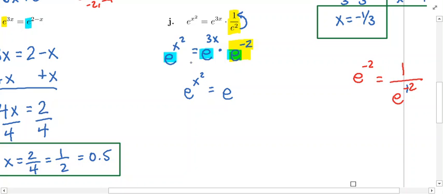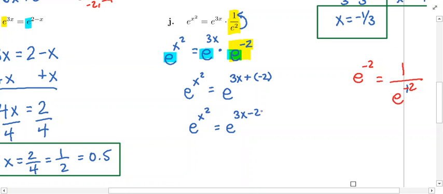If the exponents are not side by side, because you have this e that's in green blocking them, then you add. If the exponents are side by side, that's when you multiply. Since they're not side by side, you add. So we're going to have 3x plus a negative 2. Now simplify your exponents. You're going to have e to the x squared is equal to e to the 3x minus 2.